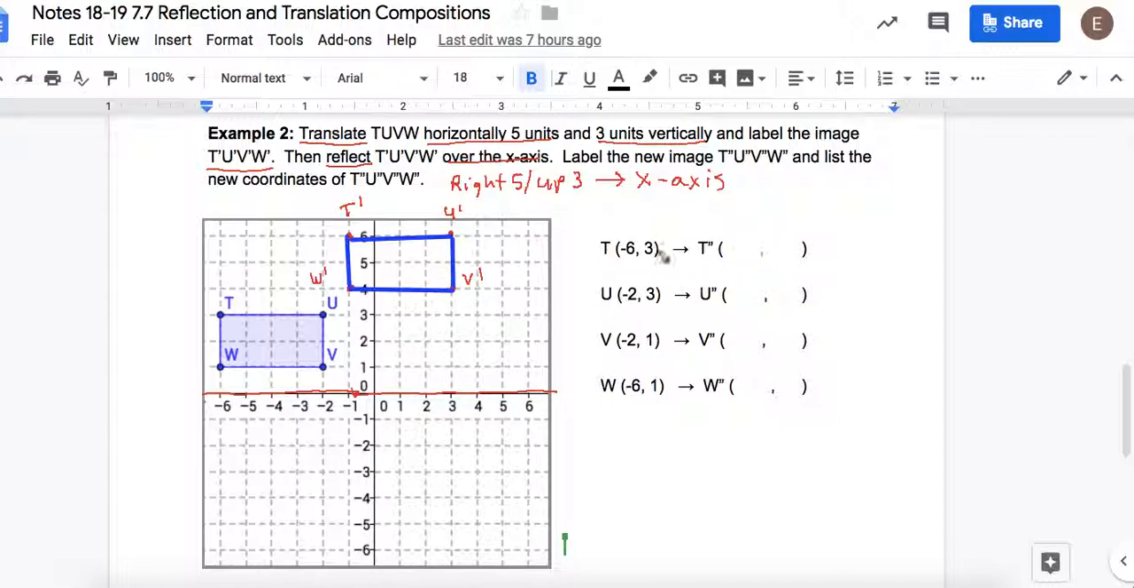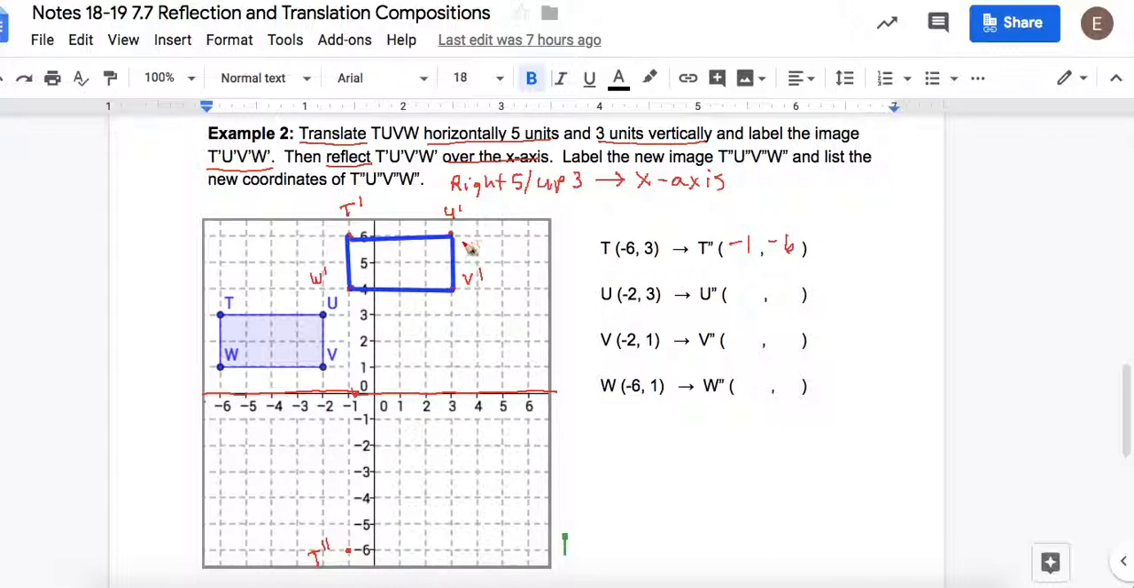So let's start with T because that's the first one we have to record. So notice 1, 2, 3, 4, 5, 6 till I get to the line, and then go 6 in the other direction. 1, 2, 3, 4, 5, 6. And we're going to call that T double prime. And notice the coordinates start with x, -1, -6.